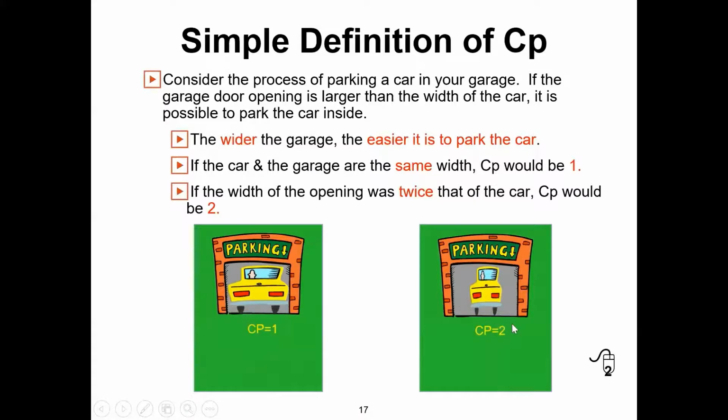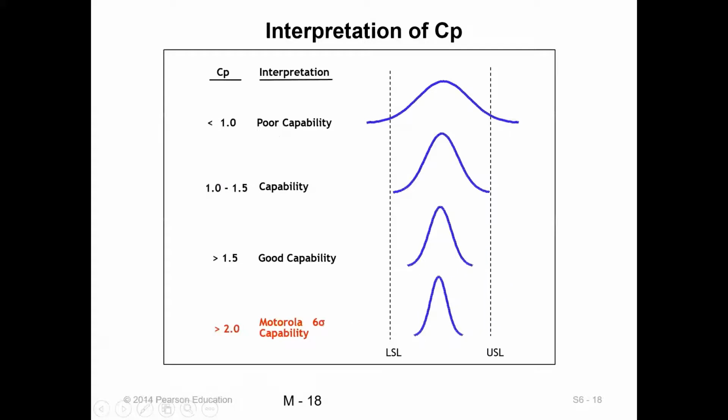This is Cp 1, where the gates and the variation are the same. Cp 2 is where the gate is double the size of the variation. So in short, for Cp, the higher the better. Okay, this is Cp 2, and this is a summary of the indications of the Cp index. If less than 1, then it's very poor.